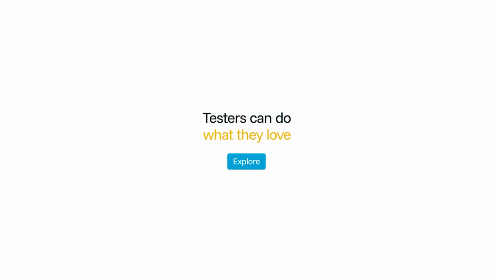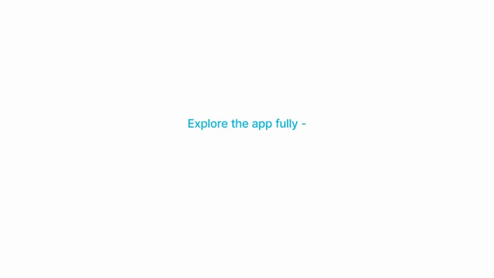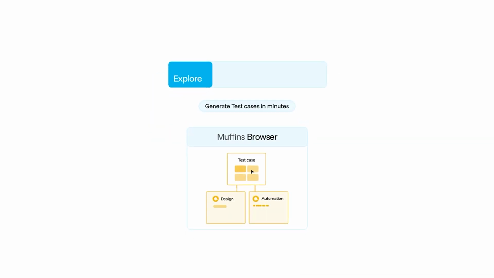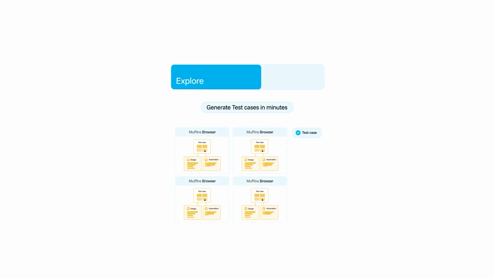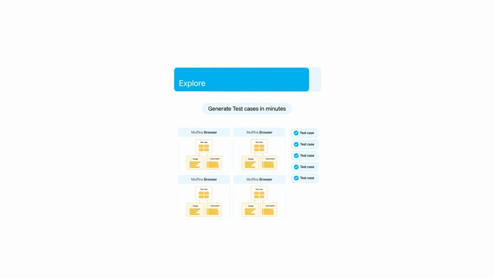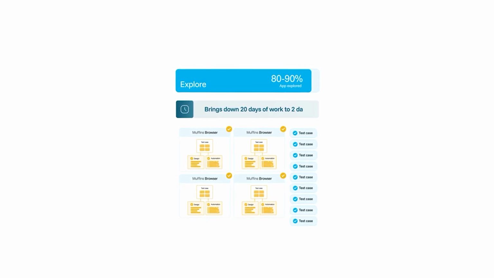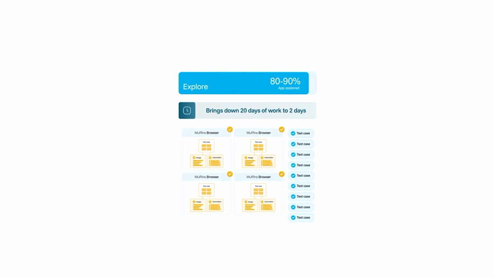Muffins, the Explore-first, no-code test automation platform, is built for testers like me who love to explore. Explore the app fully. On Muffins, I simply explore. Every click and interaction is automatically converted into automation-ready test cases. No weeks of test case writing, no scripting stress. That's why I can cover 80 to 90% of an app in just 2 days. 70% of my efforts are saved during the design.